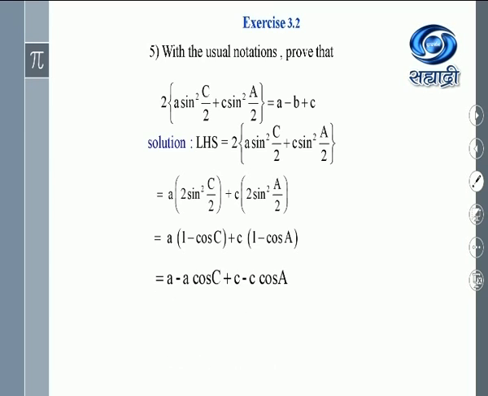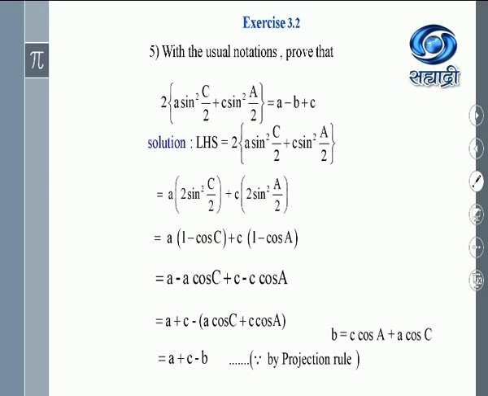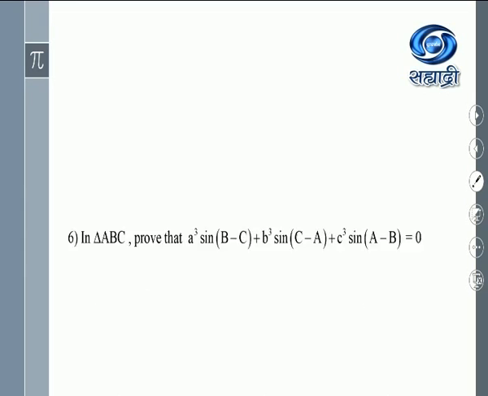Next step is we open the bracket. a into 1, that is a, multiplied by minus c cos a, and so on, using the projection rule in the solution. Clear an idea? So you must be very perfect in applying the formula, maybe sine rule or cosine rule or projection rule. So here we got the RHS, which is nothing but a minus b plus c.